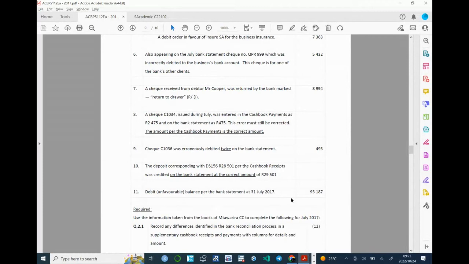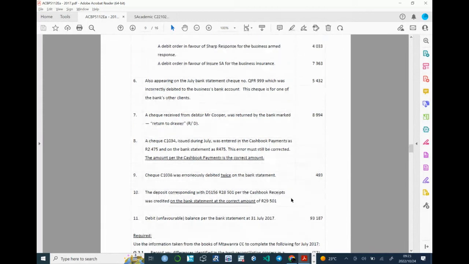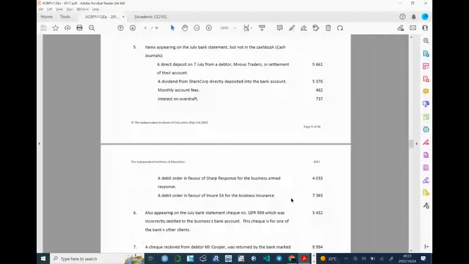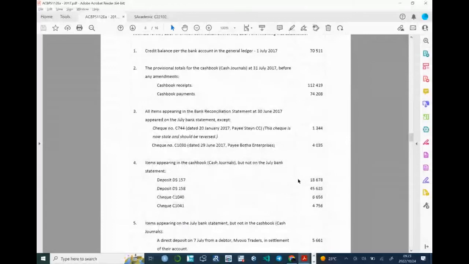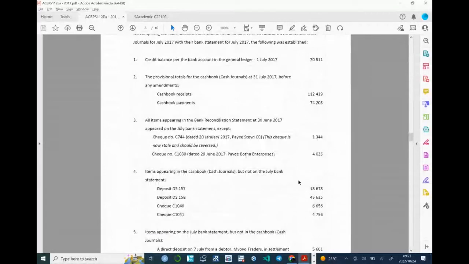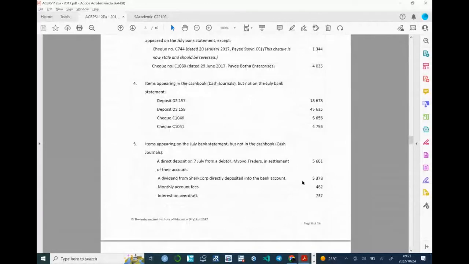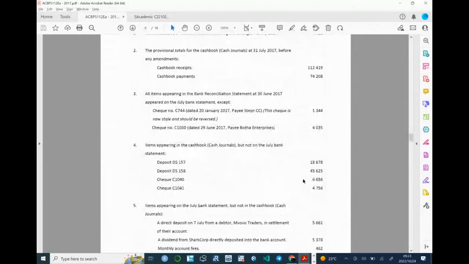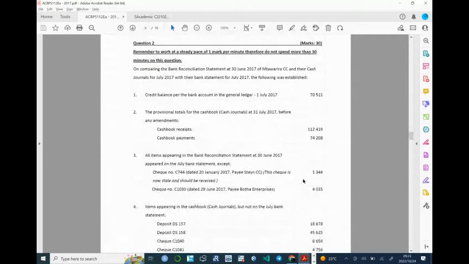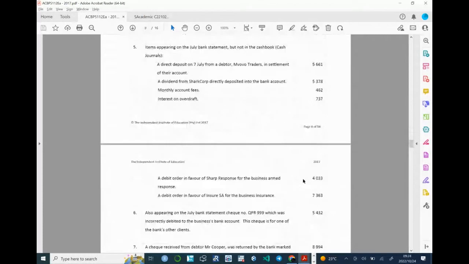Then we go on, number 9. Check number 1036 was erroneously debited twice. So we need to look for check number 1036. Do we have check number 36? Where's check number 36? Or maybe it's in the bank statement. Do we have a bank statement? No, I don't think we have a bank statement.